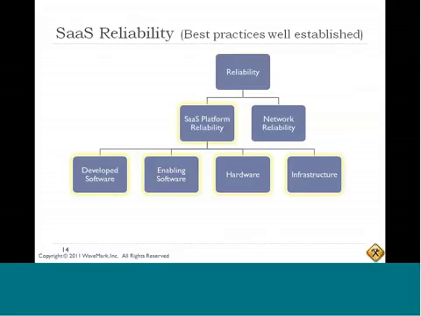For the SaaS platform reliability, the stack is essentially the reliability of the infrastructure, such as the data center, the offsite tape storage center, and so on, the hardware that sits on top of that in terms of servers and load balancers and whatnot, the enabling software on top of that, such as Oracle and your operating system, etc. And then on top of all of that is the developed software, which is the application that you develop as an organization.